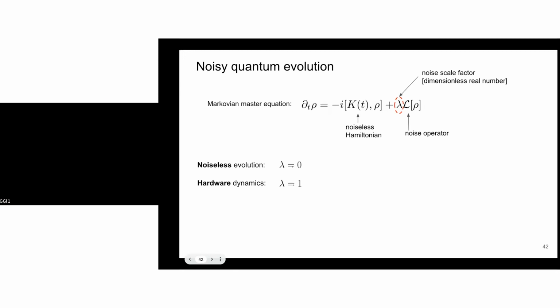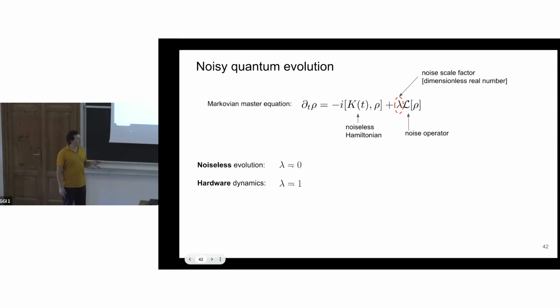So you don't have this term. And basically this is the noiseless evolution that you want to implement. With lambda equal to 1, this is the hardware dynamics that one is experiencing on the hardware. As I briefly mentioned, what we can do is increase the noise. So we can implement this evolution with a greater noise interference with respect to this part of the evolution.